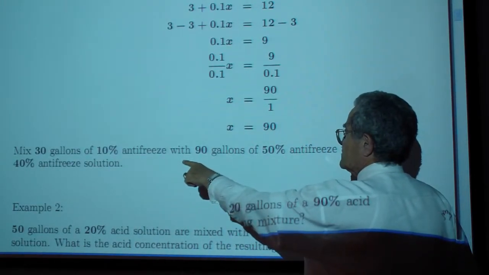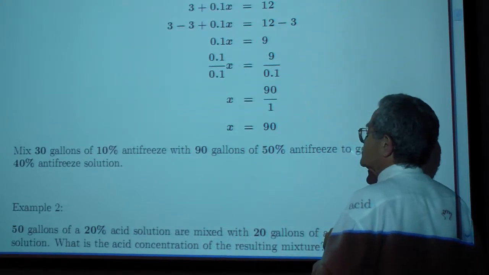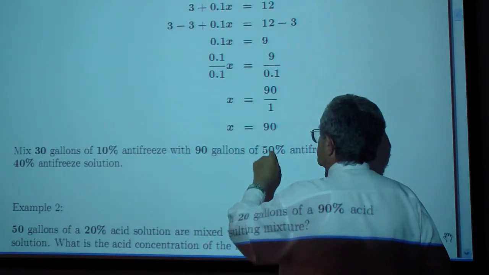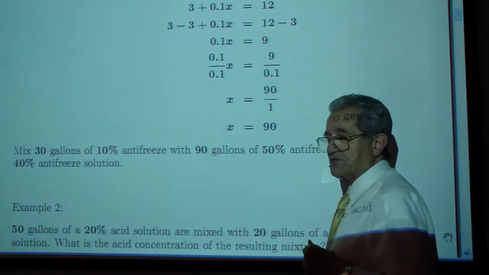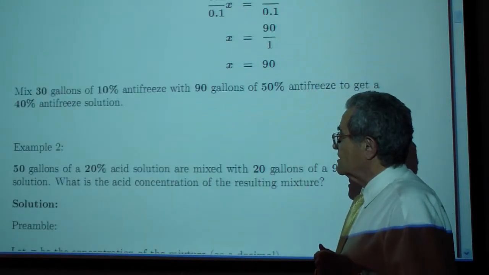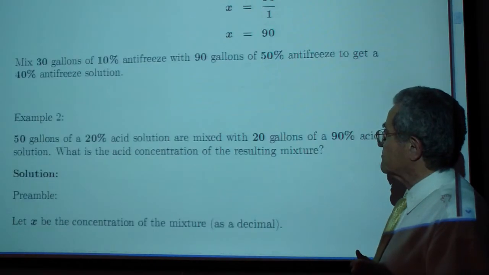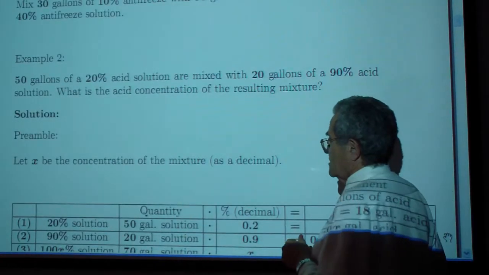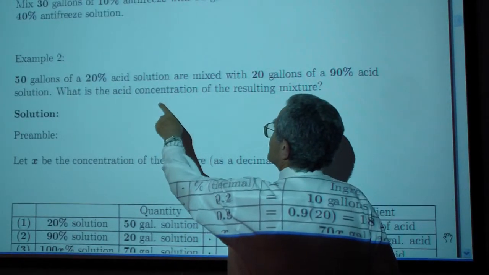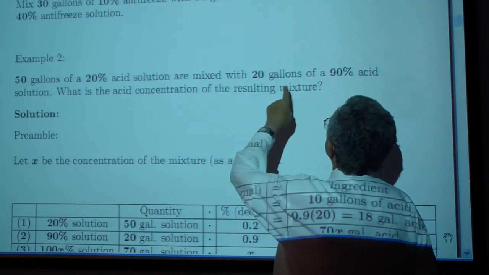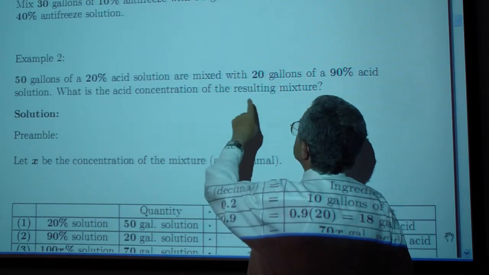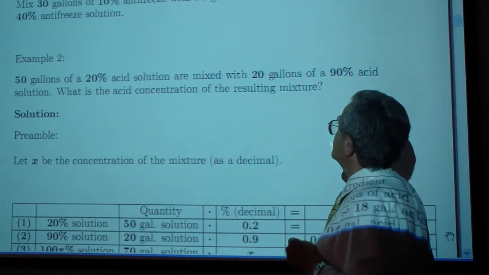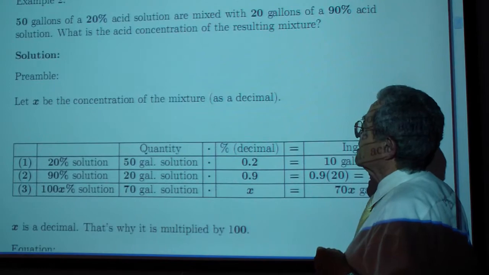So 30 gallons of a 10% solution added to 90 gallons of a 50% solution should give you a 40% solution. Let's do example 2. 50 gallons of a 20% acid solution are mixed with 20 gallons of a 90% acid solution. What is the acid concentration of the resulting mixture?